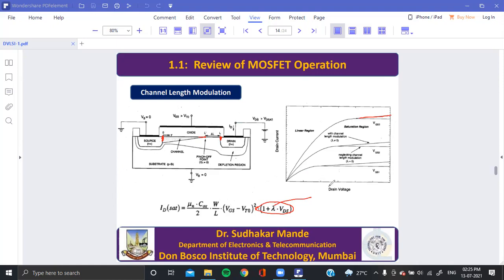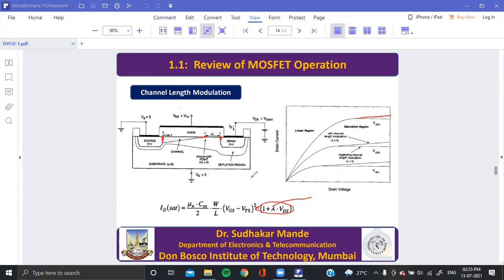What is meant by channel length modulation? As you increase drain to source voltage, the MOSFET enters into the saturation region. Once it enters saturation, its effective channel length decreases, because the pinch off point is moving towards the source. Because of that, current flowing through the MOSFET increases. This increase in current is taken into account by adding one factor, that is 1 plus lambda into VDS, where lambda is called the channel length modulation factor. And this entire effect is called channel length modulation.